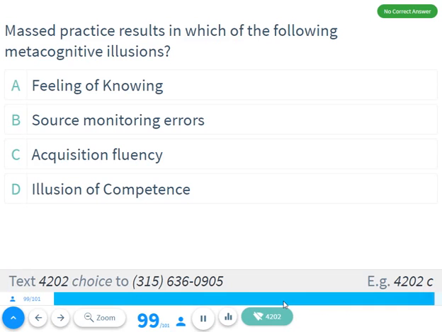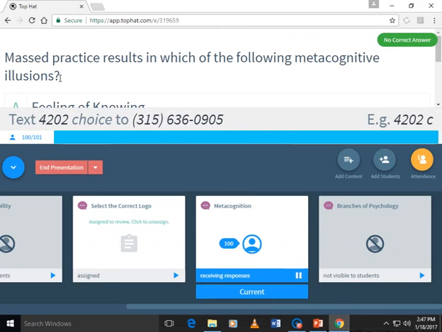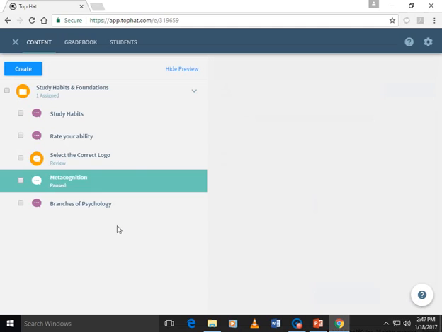I think we've got most everyone. Sometimes it takes it a second to catch up with what we're doing. Still trying to learn my way through this app. Now we will come back to review.